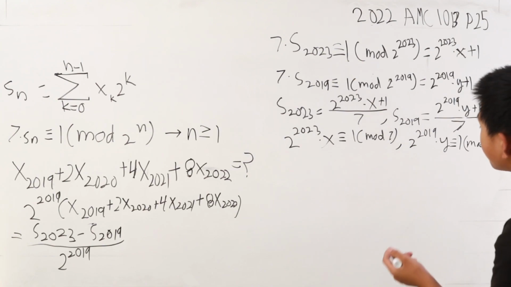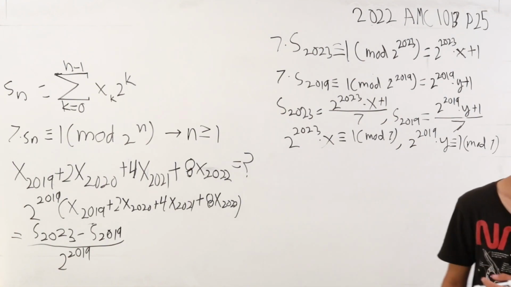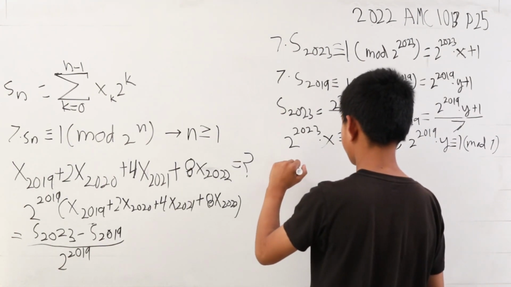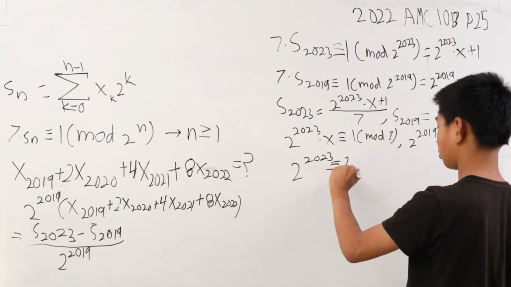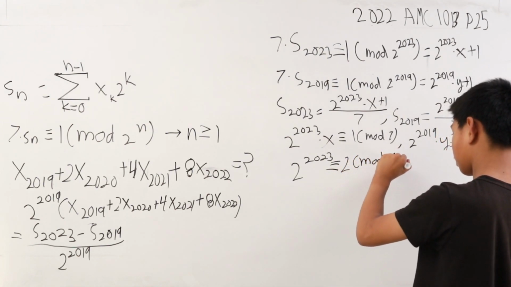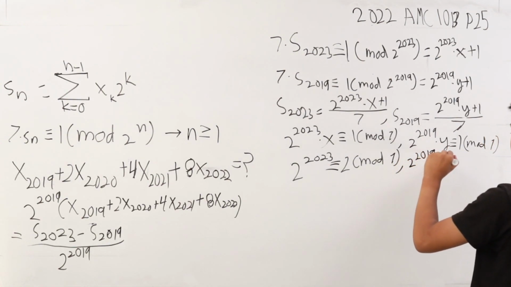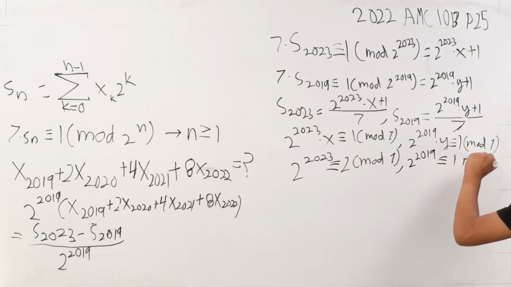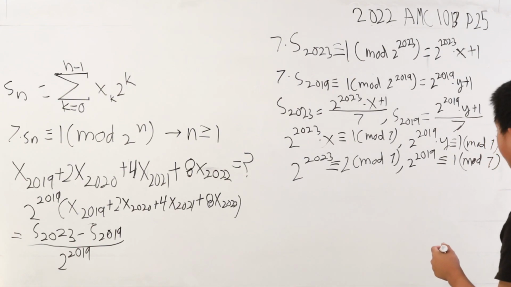So basically what we can do now is use some manipulation. We notice that 2 to the power of 2023 is equal to 2 mod 7. And same thing here, except with 2019: 2 to the power of 2019 is 1 mod 7. Alright, this is because every power of 2 only has a cycle of 3 numbers.